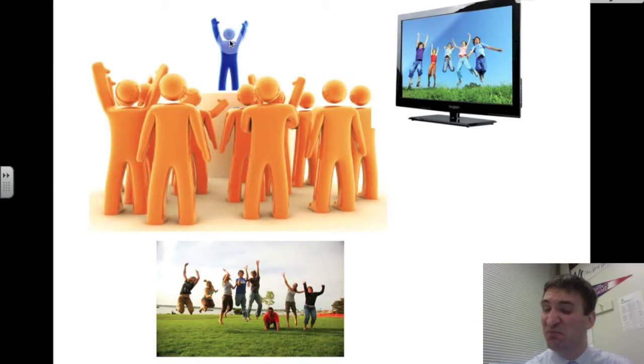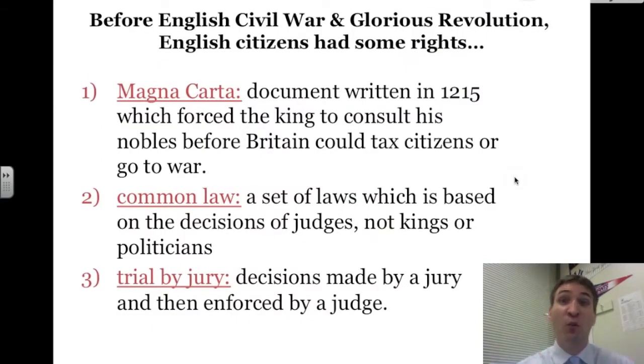That sounds pretty good. Before the English Civil War and the Glorious Revolution, English citizens already had some rights. And these three areas show they did have rights. The Magna Carta. This was an English document dating back to 1215, which forced the king to consult his nobles before Britain could tax citizens or go to war.